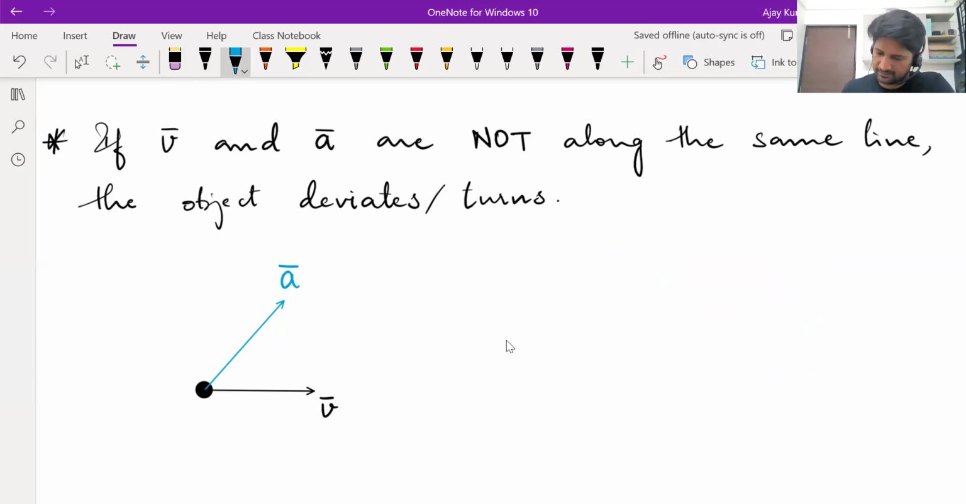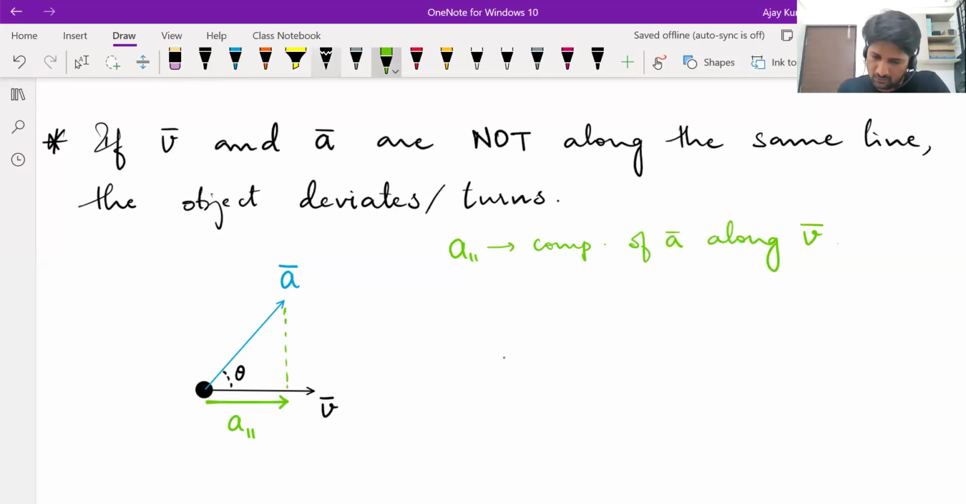Okay, so let this be the acceleration. Assume the angle between them is theta. Now velocity and acceleration are along different lines. What we can do is split this acceleration into two components. We can take one of its components parallel to velocity. Listen to this carefully. This is A parallel, the component of acceleration along velocity. And you can take another component in the perpendicular direction, like this. Clearly, this component of acceleration is perpendicular to velocity.